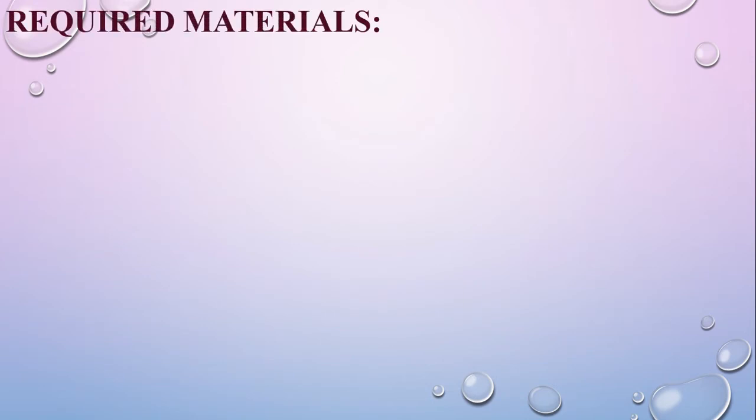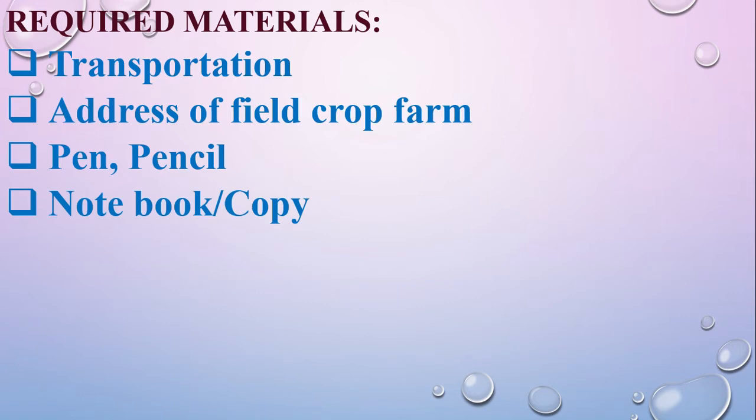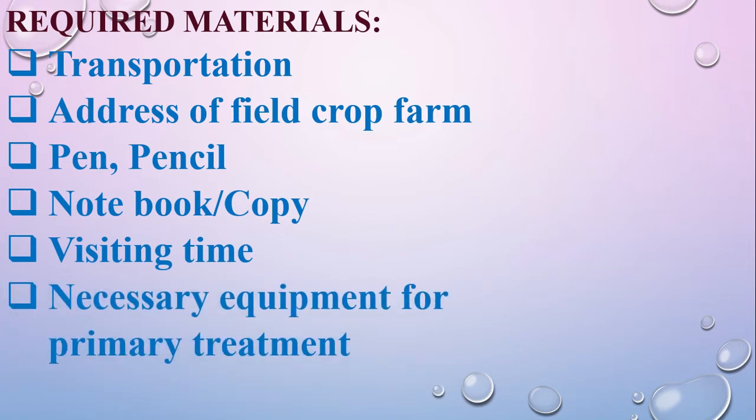What type of materials do we need to do this experiment? We need transport facilities to go to the visiting or demonstration place, then the address of the farm, then a pen and pencil to write down the information, then definitely a notebook or copy to write down the information, then the visiting time, which is very important, then necessary equipment for primary treatment, that means a first aid box, and definitely you have to take lunch with you, a lunch box, or you have to arrange lunch yourself.